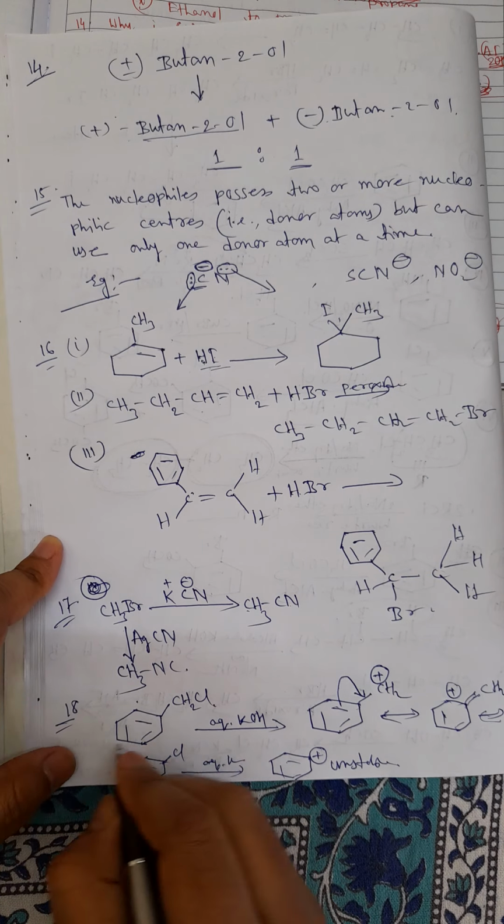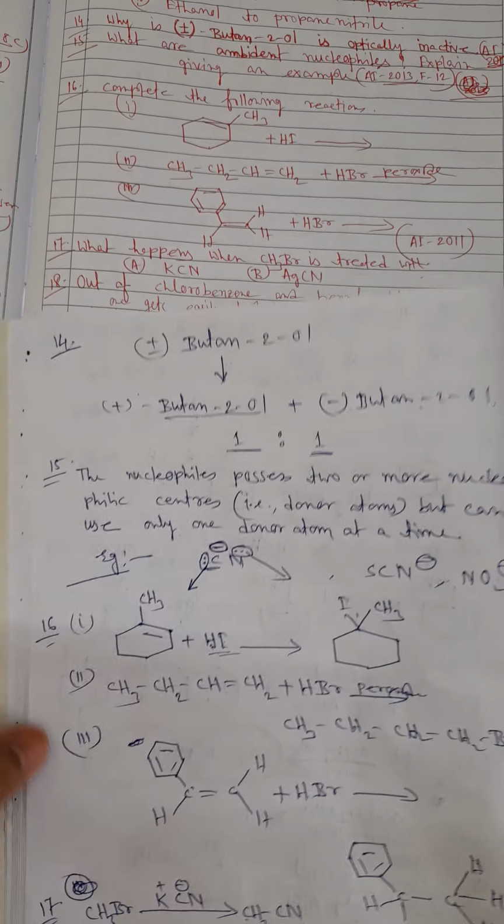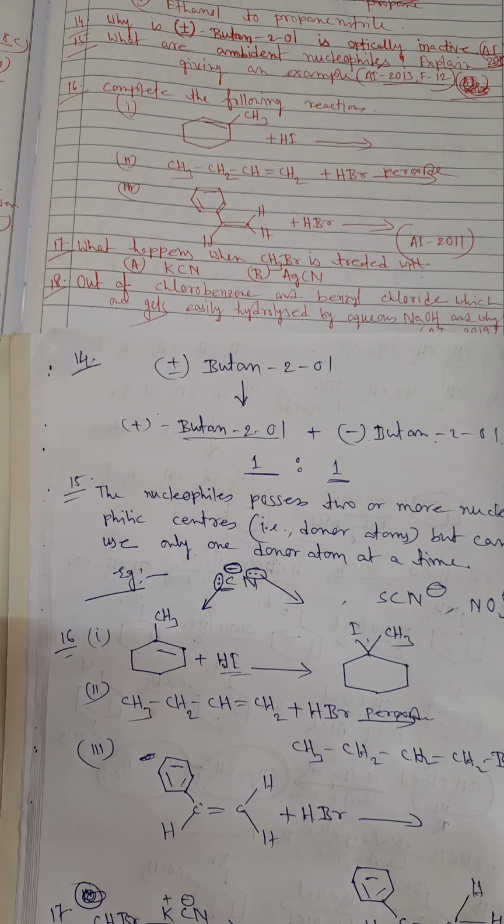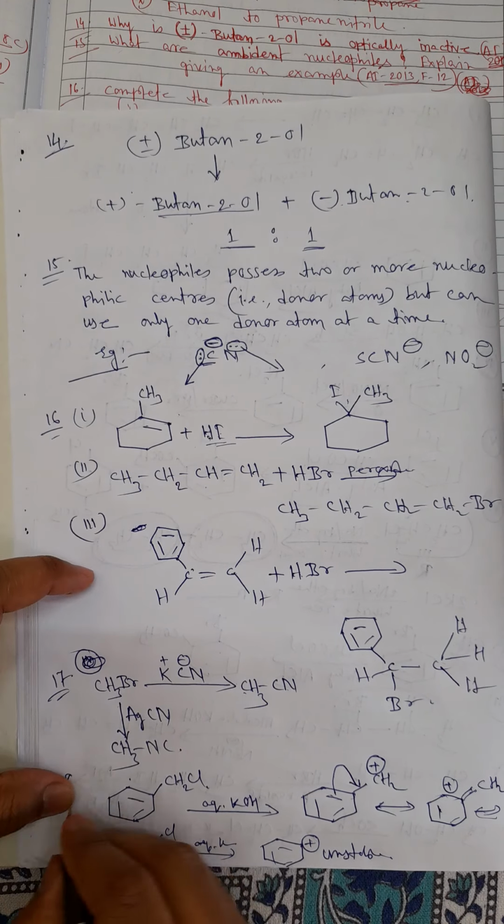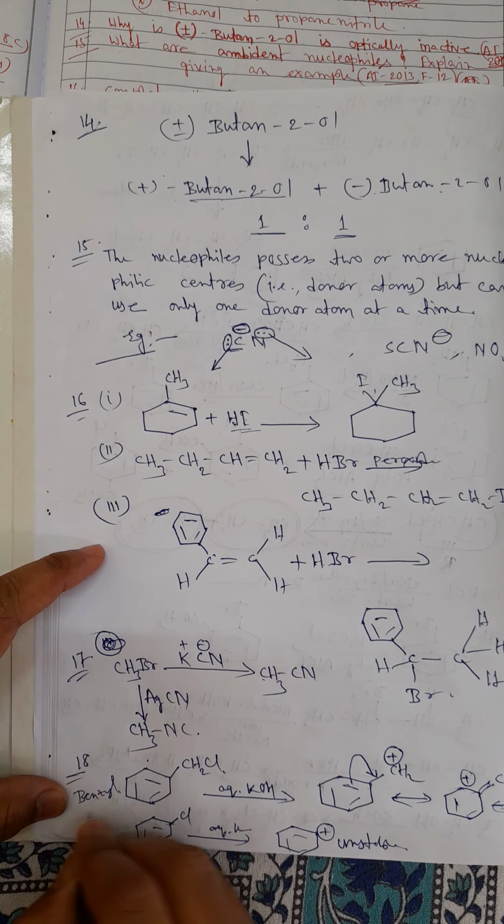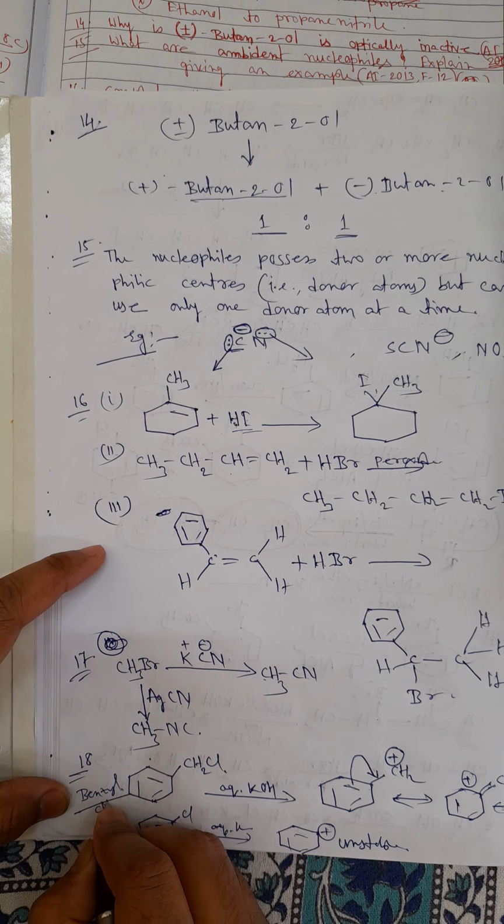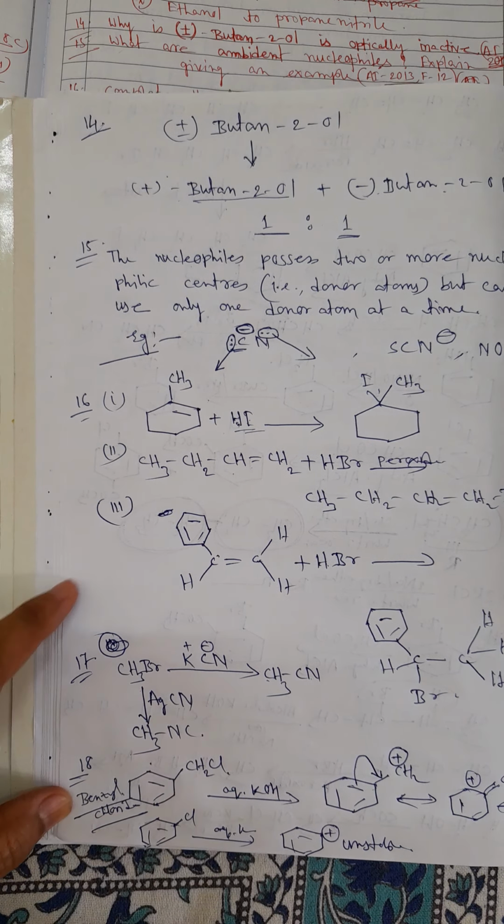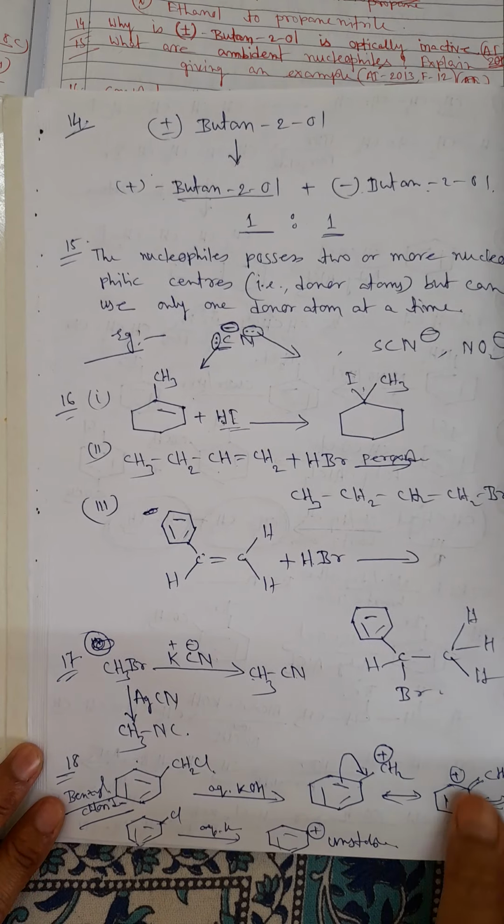So the answer of question number 18, out of chlorobenzene and benzyl chloride, which one gets easily hydrolyzed? The answer is benzyl chloride. That is, benzyl chloride undergoes hydrolysis easily.